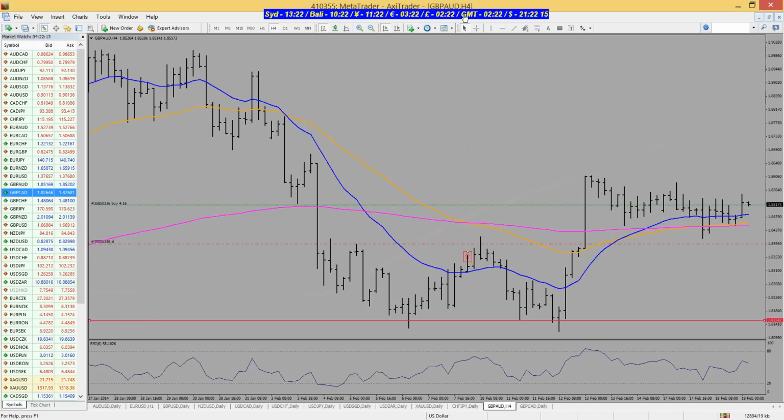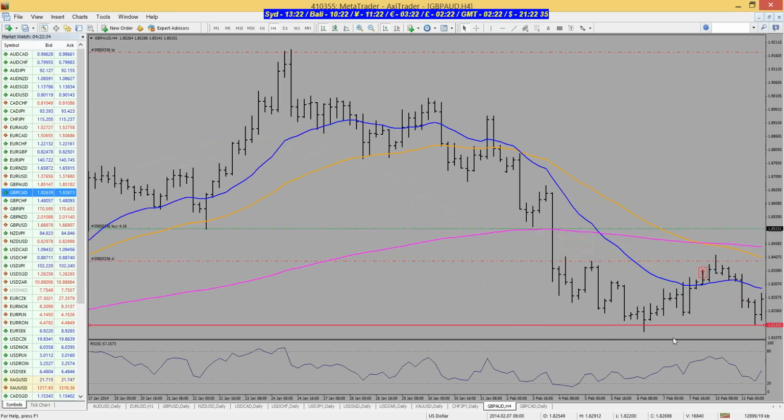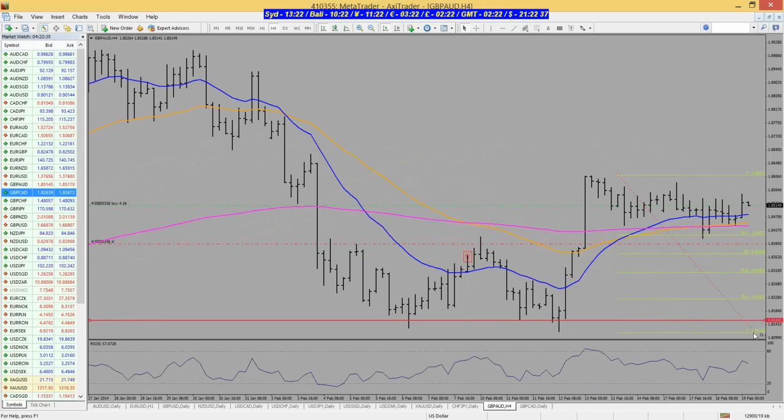Four hour, you could be drawing your fibs either from there to there, or you could even potentially go from down there. But I would do it from up here, where I had it first time.